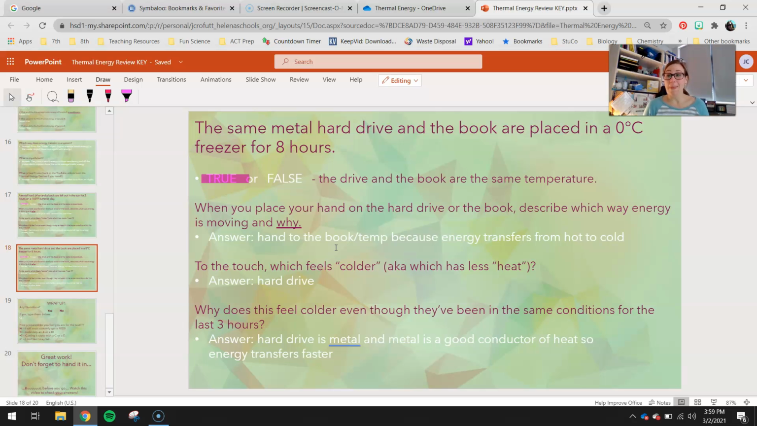Because it's metal, it has that faster energy transfer. It's going to feel colder, but both of them are cold, and both of our hands are going to be losing energy no matter which one we're touching. But when we touch the metal, because it's a good conductor, we lose heat and energy out of our hand faster. So that's why it feels colder.